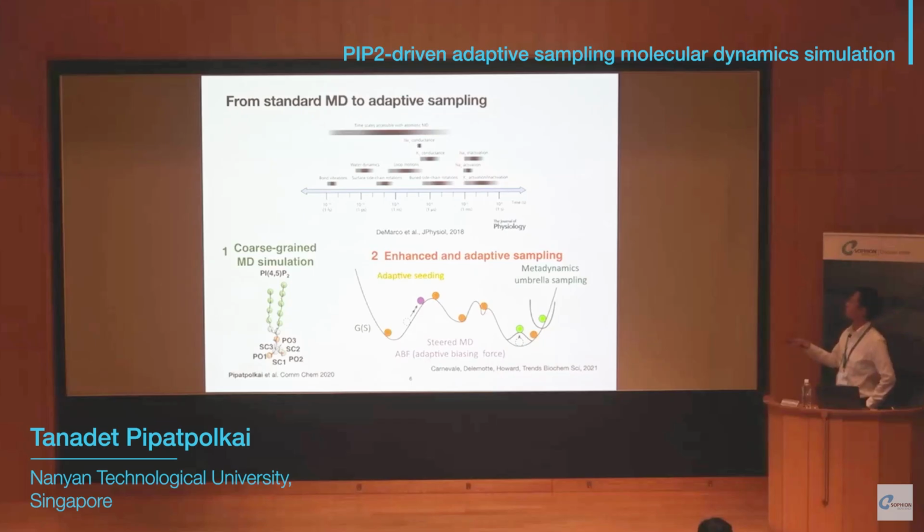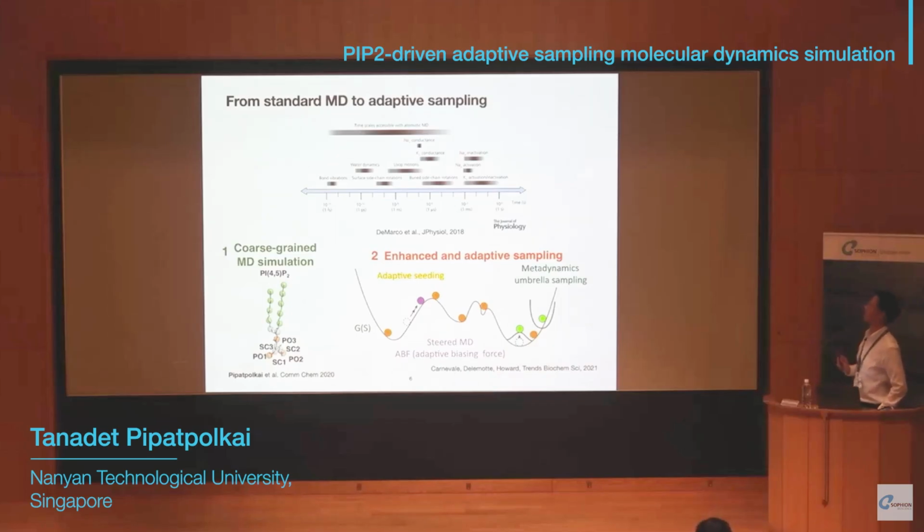Because if I were to keep running the long one microsecond MD, it would take me probably 10 years, and no grant would let me spend 10 years using one long simulation. It wouldn't work that way. So you need to break the time scale somehow.